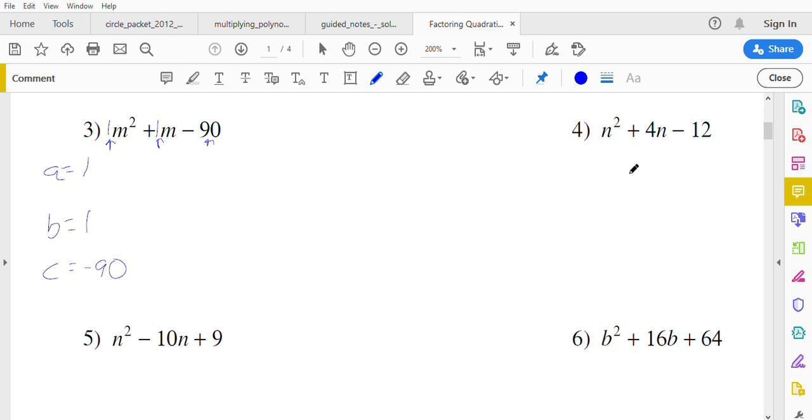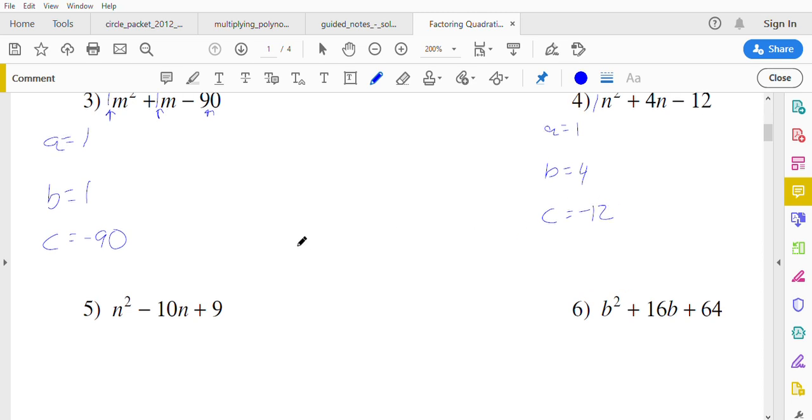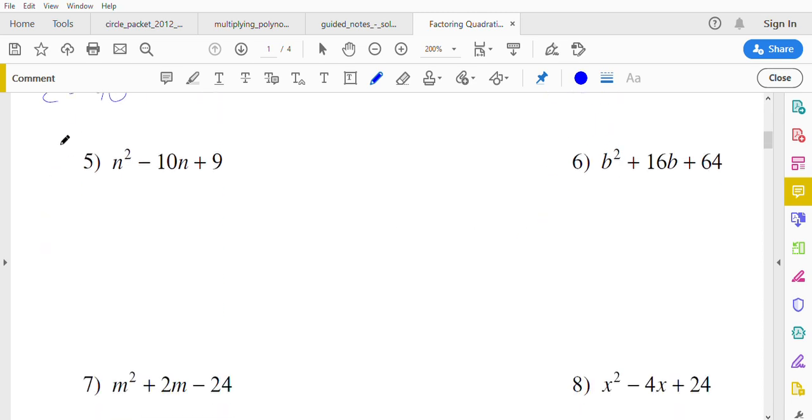Okay, so just to show you guys a few more of these, here my a term is equal to, again, 1, my b term is equal to 4, and my c term is equal to negative 12. So again, something just about everybody can do. Again, what's my a term? Okay, well again, it's 1. My b term is negative 10, and my c term is equal to 9.